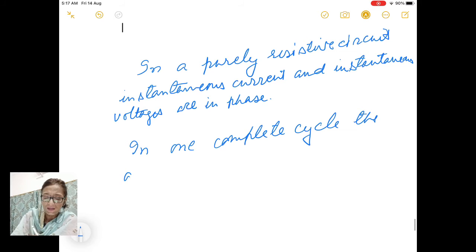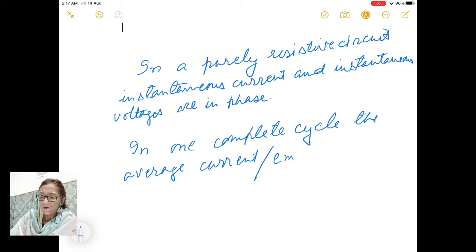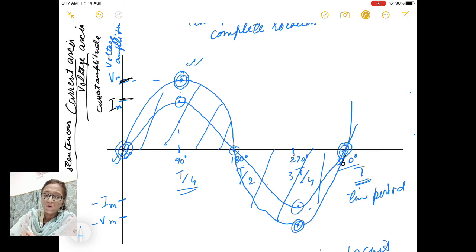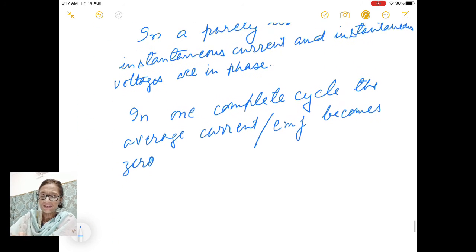The average current or EMF becomes equal to 0, because positive value and equal negative value, when they are added for average, become equal to 0. You can find it analytically also.